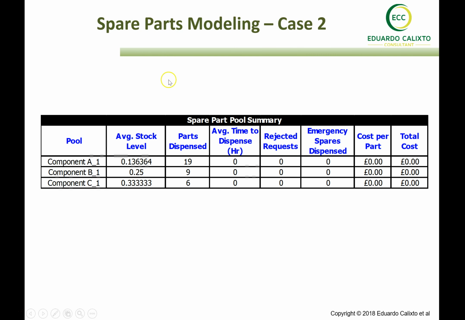So let's take a look in detail. When I have 1 spare parts ordering, the spare parts average is very low, almost close to 0 for all of these cases, and some points do not get to 1, but we have 19, 9, and 6 parts dispensed for the components A, B, and C respectively.